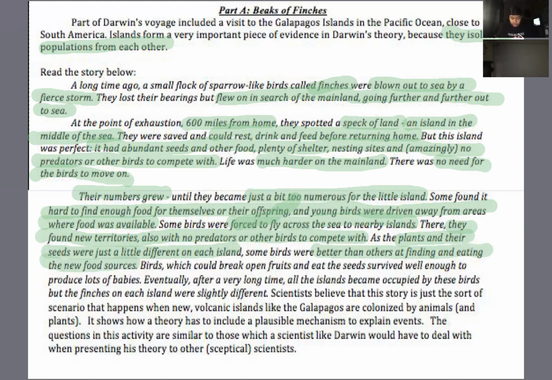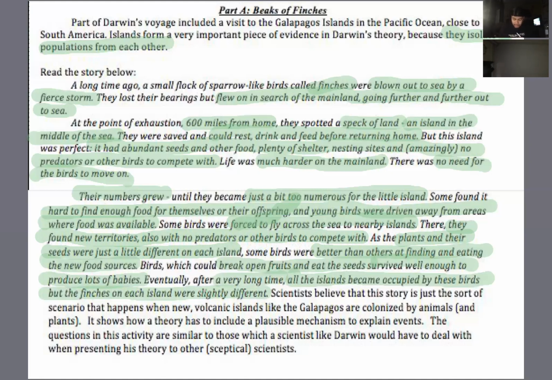Birds which could break open fruits and eat the seeds survived well enough to produce lots of babies. Eventually, after a very long time, all the islands became occupied by these birds, but the finches on each island were slightly different.